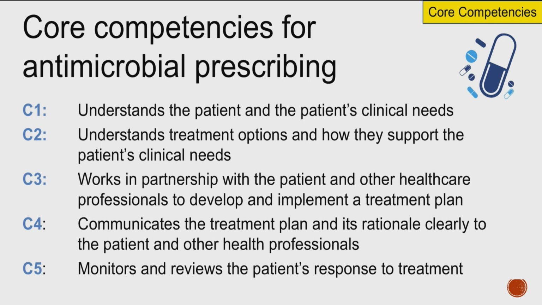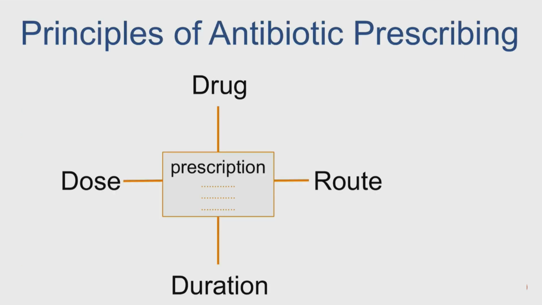What are the treatment options available and how do they support the patient's clinical need. Work in partnership with the patients and other healthcare professionals, especially the microbiologist as well as the laboratory persons. Communicate the treatment plan and rationale clearly to the patient as well as the other healthcare professionals. Not that we select this antibiotic because we are using it in every patient. We have to be very clear about selecting the antibiotic. And then further, we have to monitor and review the patient's response to treatment so we can taper down the broader spectrum antibiotic to a narrower spectrum antibiotic.